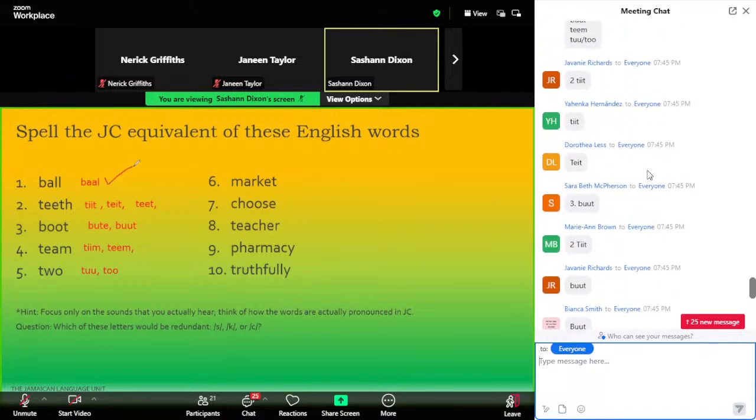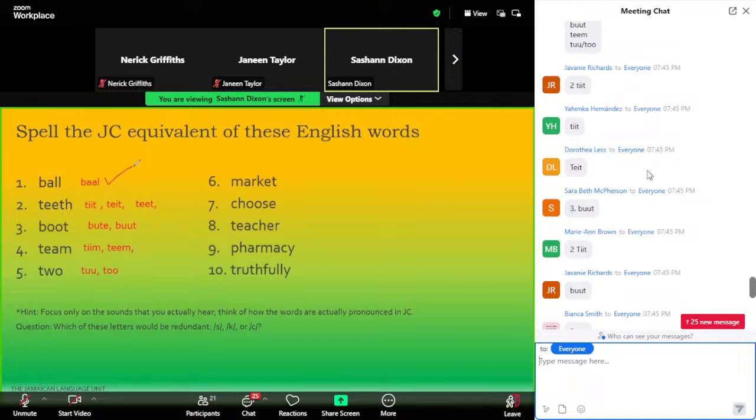It's a long A sound, hence we have the double A. The first sound is B, so we represent it with the letter B. The last sound there is L, hence the L. So all sounds are counted for. 3 sounds actually. The first one, B. Second one, the long A sound, that's 1 sound. And then the last sound being the L sound. So that's perfect.